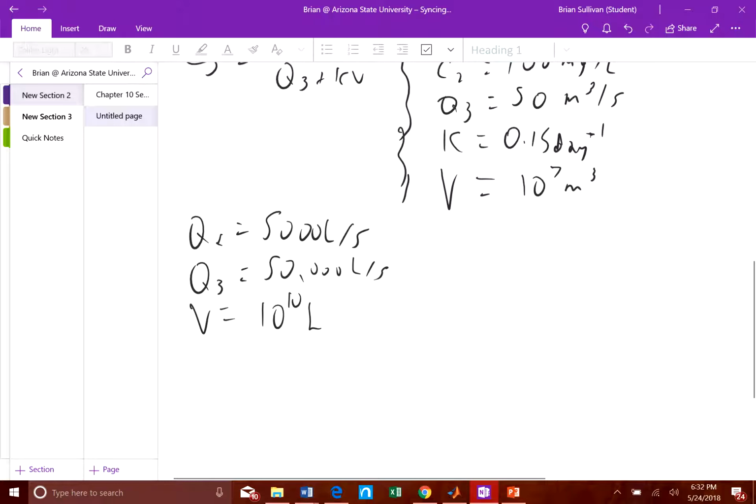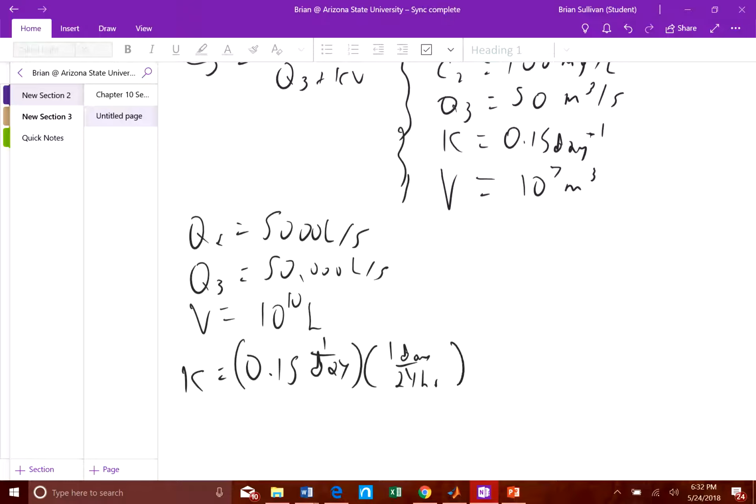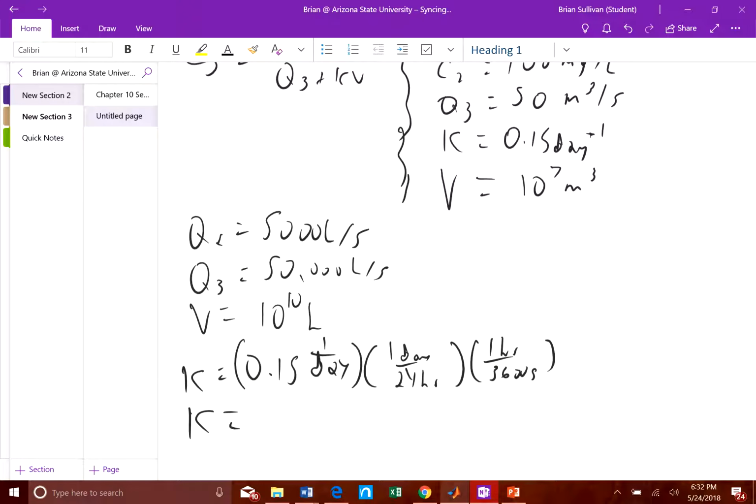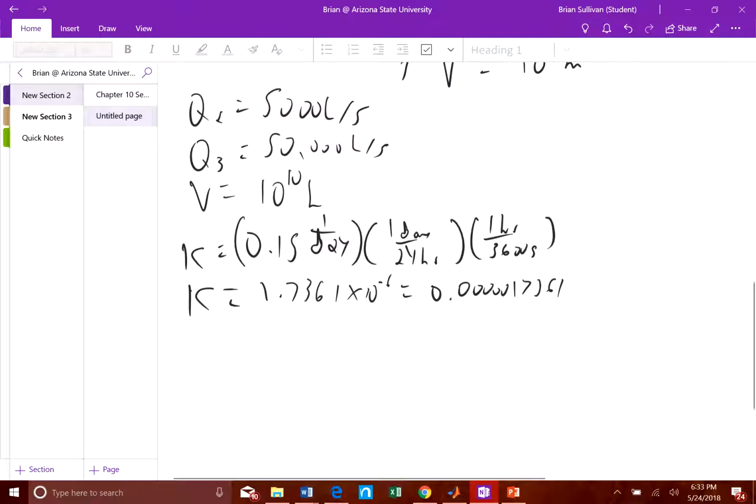And then for K, you have to do dimensional analysis to get that in terms of seconds. Day inverse, right? So then you're going to say, okay, 1 day is 24 hours, and then 1 hour is 3,600 seconds, okay? So in MATLAB, you could do this calculation. I believe I already did it ahead of time. It's 1.7361 times 10 to the negative 6, and in decimal form, that's going to be in inverse seconds.